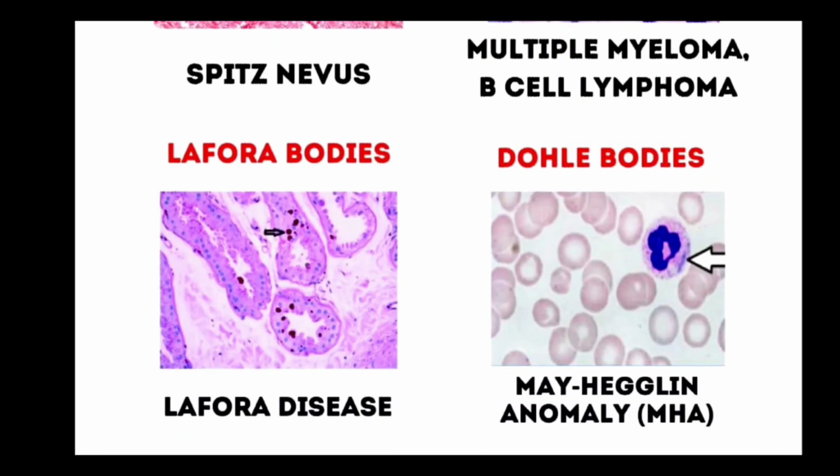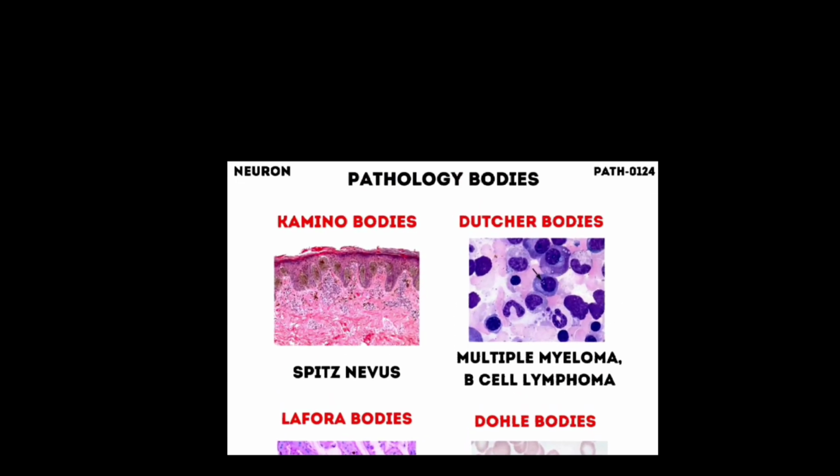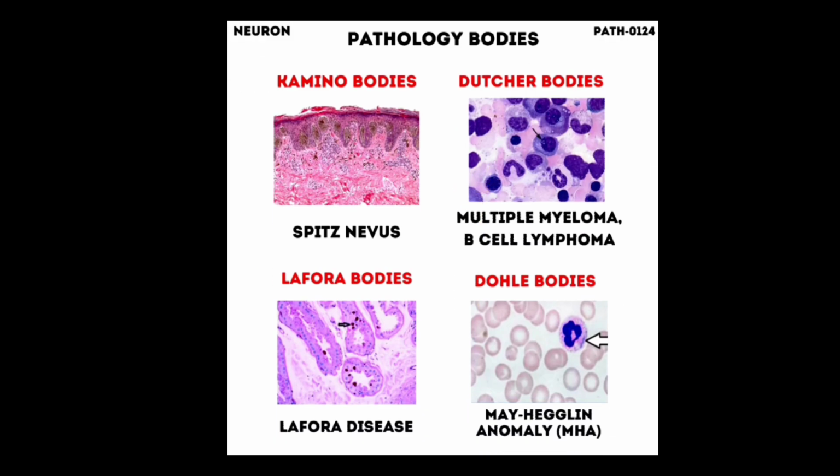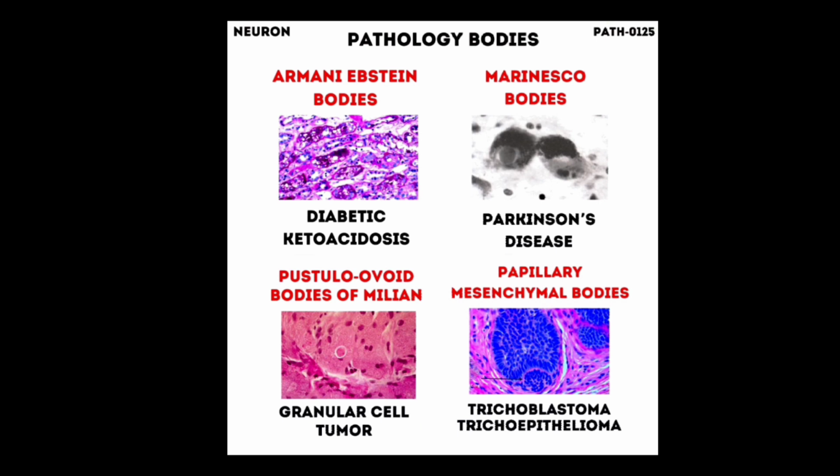Next, Lafora bodies are seen in Lafora disease, and Dole bodies are seen in May-Hegglin anomaly, MHA. As this is a revision video, I am just telling the names. Armani-Ebstein bodies are seen in diabetic ketoacidosis, and Marinesco bodies are seen in Parkinson's disease.